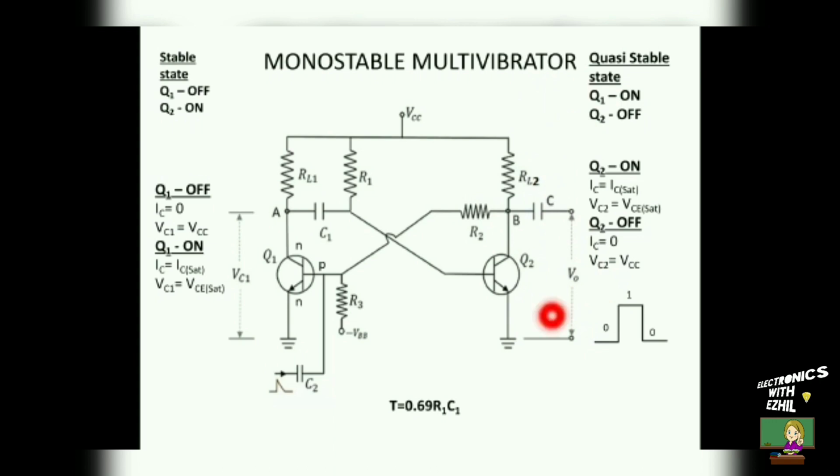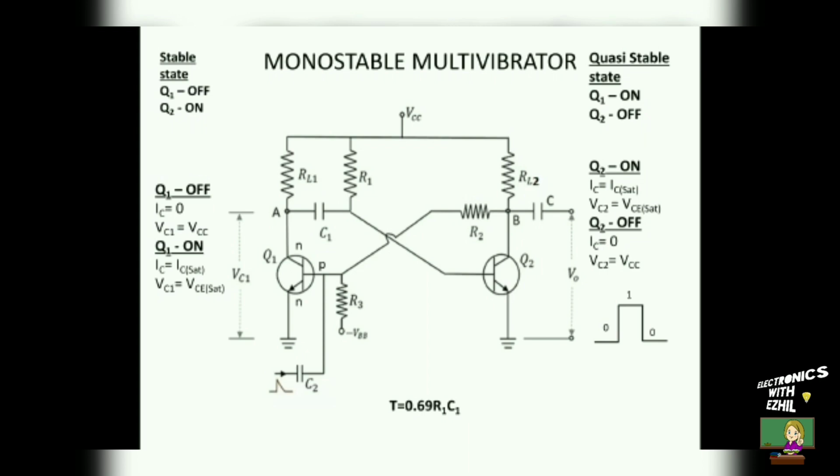During the quasi-stable state, the output of the monostable multivibrator will be switched from 0 to 1. The circuit will stay at this quasi-stable state for a short time interval T. And now the capacitor C1 starts charging towards VCC through R1, C1 and Q1, with the positive polarity on the right side of the capacitor and negative polarity on the left side of the capacitor. As the capacitor charges towards VCC, the voltage of the capacitor increases step by step from 0 to VCC as 0.1, 0.2, 0.3 up to VCC.